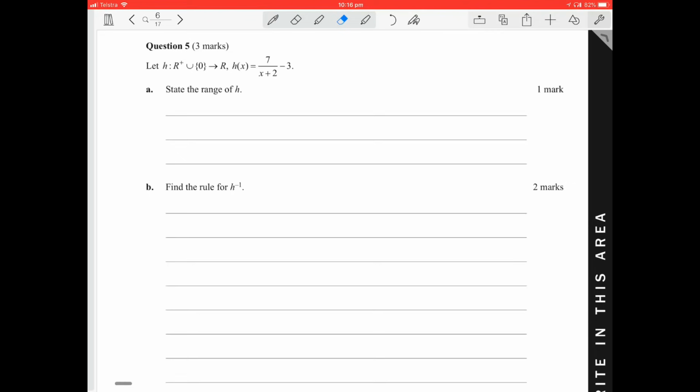Okay, state the range of this function. This function is only defined from 0 to infinity. Let's do a quick sketch. We've got an asymptote at negative 2. We've got an asymptote at negative 3.